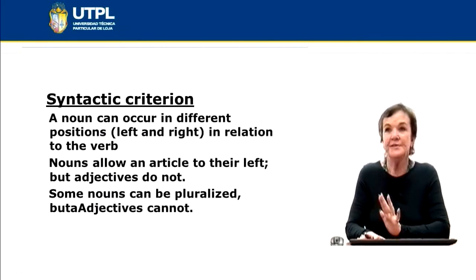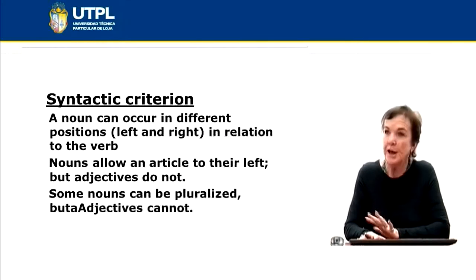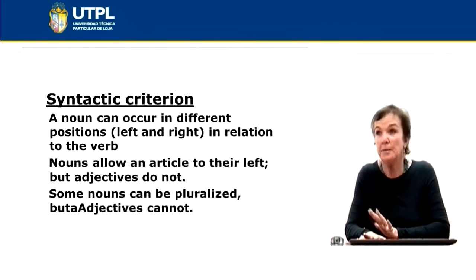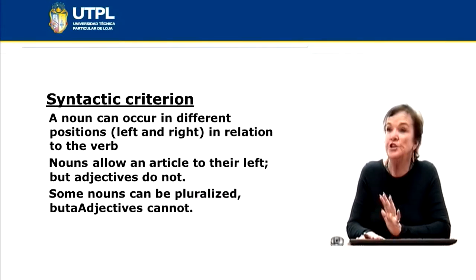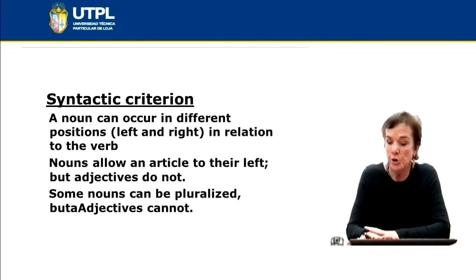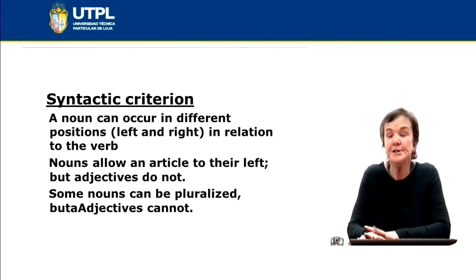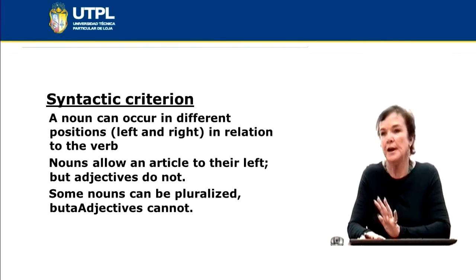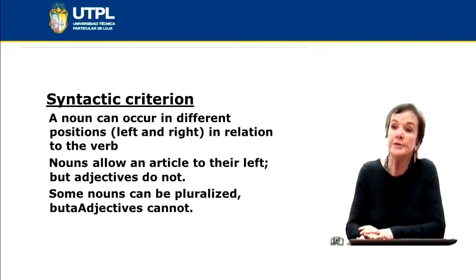A noun, syntactically speaking, occurs to the left of a verb when it is functioning as the subject, and it occurs to the right of a verb when it is functioning as the object with transitive verbs and as the complement with intransitive verbs. Also, another criterion is that nouns allow an article to their left, but adjectives do not allow anything but an adverbial to their left. For instance, we say small or very small, but we cannot use any sort of determiner.